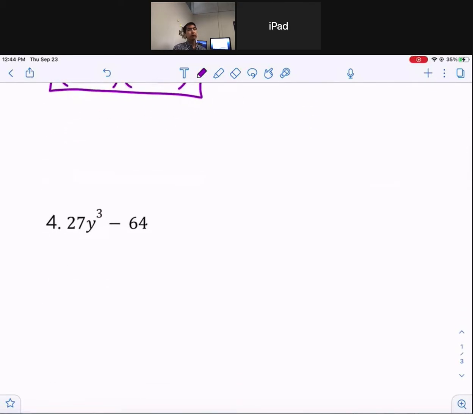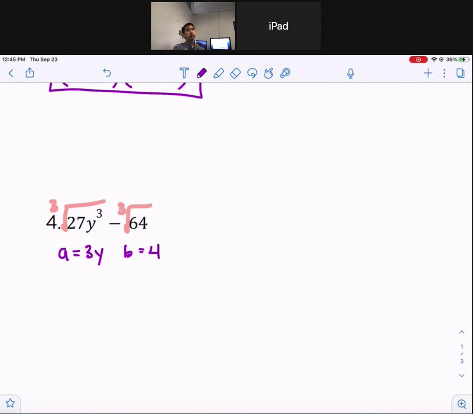4, can we factor out something from each? No. 2 terms? Yes. Cubes or squares? This is sum and difference of cubes, because there is something times itself 3 times that will give us each one. So for 27y to the third, that's 3y times 3y times 3y. So 3y. For 64, 4 times 4 times 4 is 64.